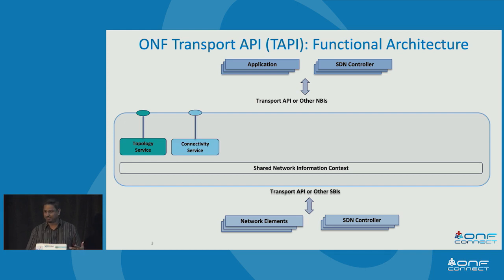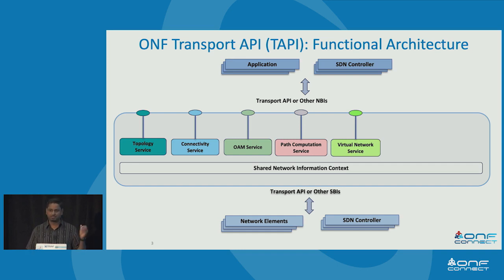Then we have the connectivity service, through which you can request connectivity and so on. Then we support operations like OAM, like monitoring for performance, collecting data and setting up MEPs, MIPs, and so on. Then the path computation service, where you could use the APIs to request path computations from a system.